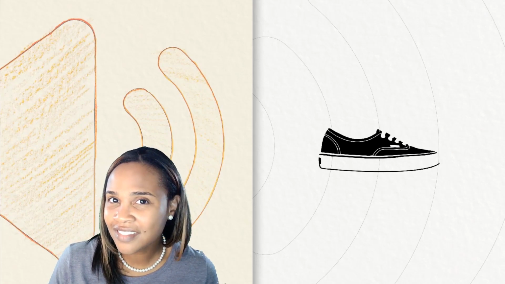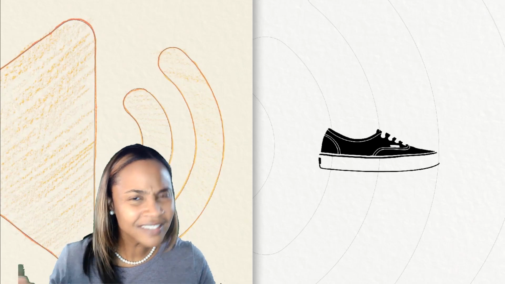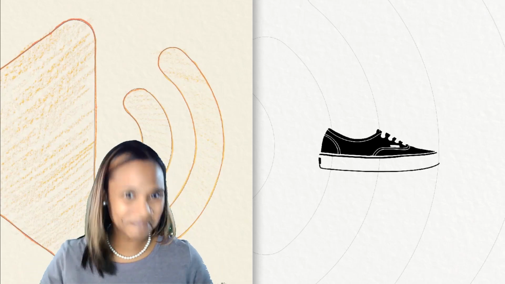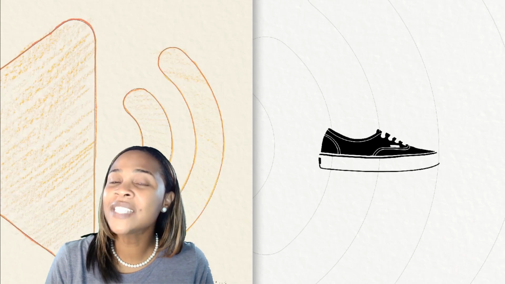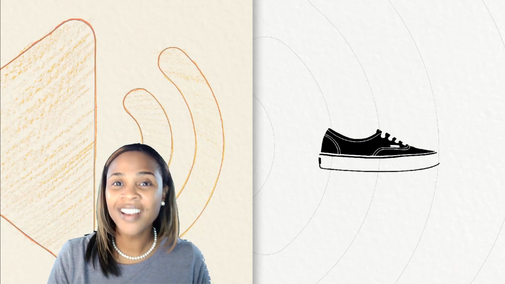This is a shoe. Here are my words from the poem. Zoo, you, shoe. How do these words go together? Yes, these words rhyme. They have the same ending sounds. Zoo, you, shoe. How about another one?